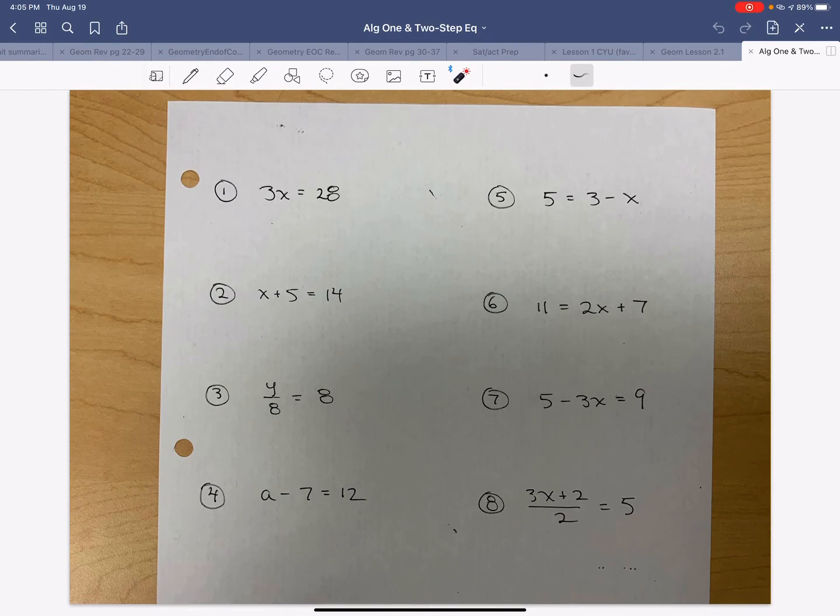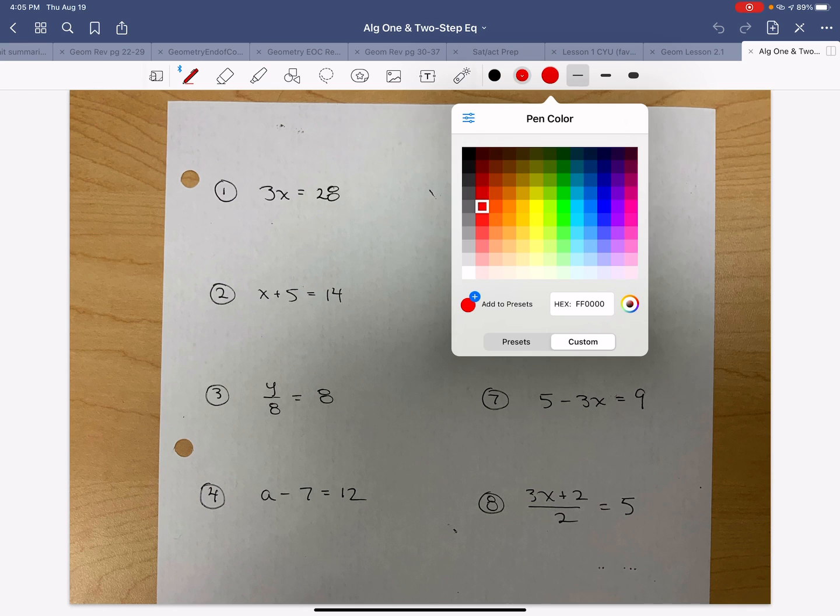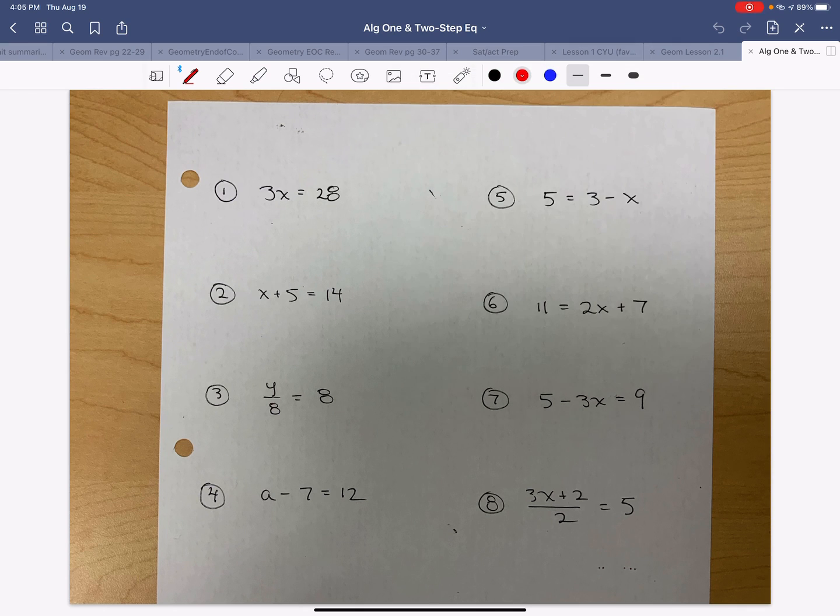Hey guys, this was your homework and we're going to do 1 and 2 step equations. Now you can do these in any order and you can use your notes. I hope you would use your notes actually. So let's take a look. I'm just going to change the color of my pens here.